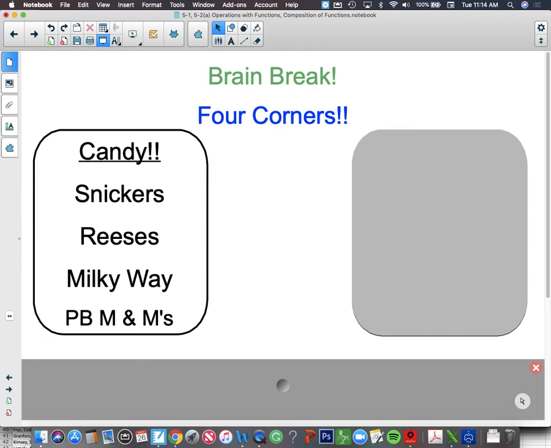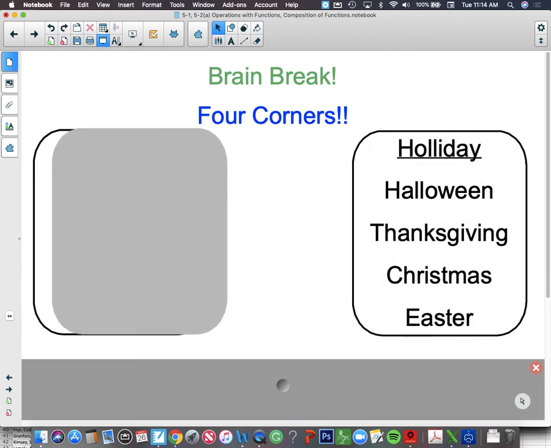Topic 2: we're looking at your favorite holiday. Do we like Halloween, Thanksgiving, Christmas, or Easter? Halloween, you're standing underneath the TV. Thanksgiving, you're going by the front door. Christmas, you're going by the teacher's desk. And Easter, you are going in the back corner by the word wall. I would probably pick Thanksgiving or Christmas. Christmas because you get cool stuff and everybody likes that. Thanksgiving because you get to eat a ton of food.